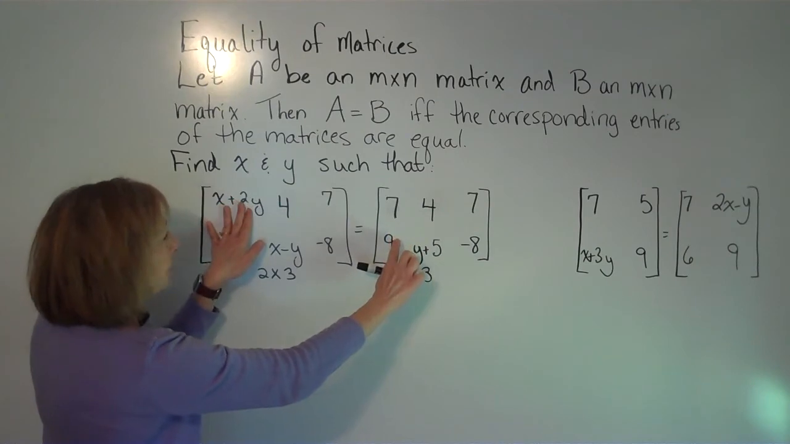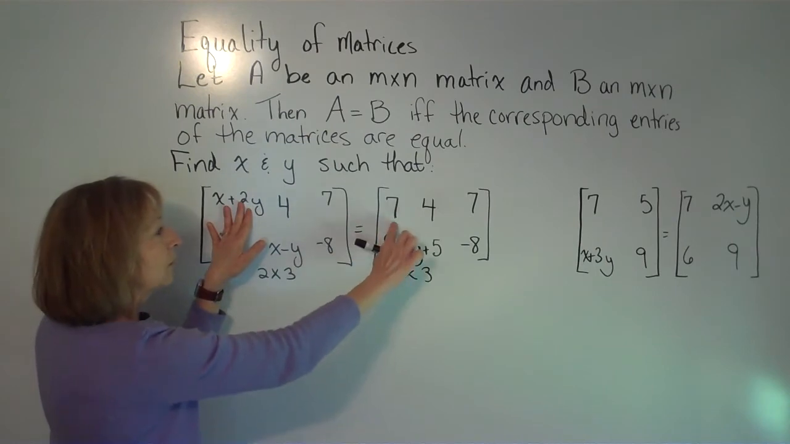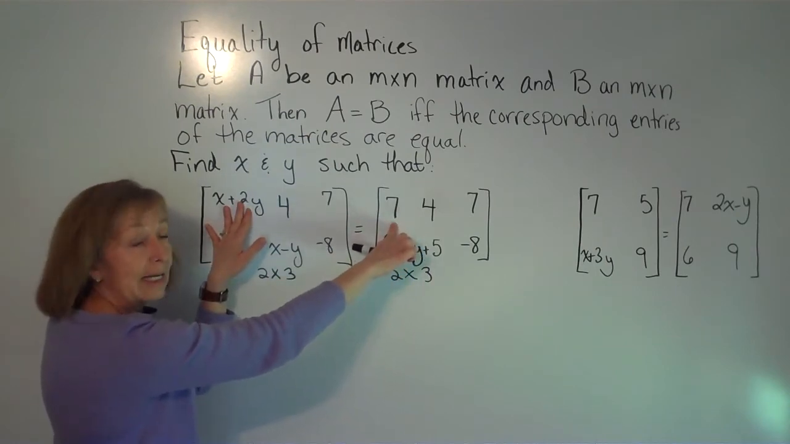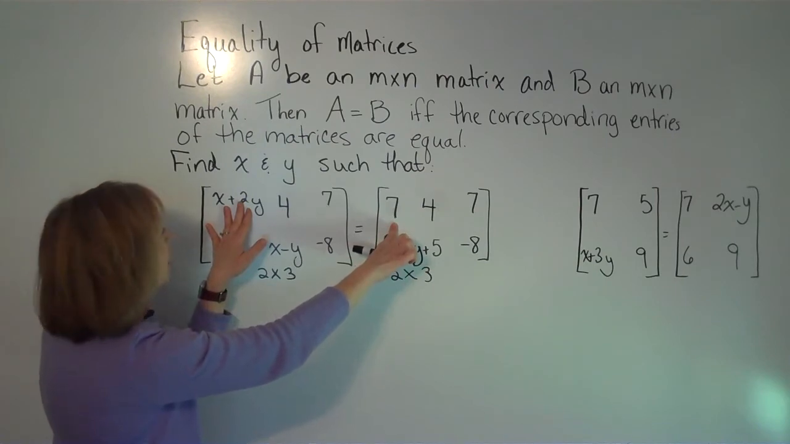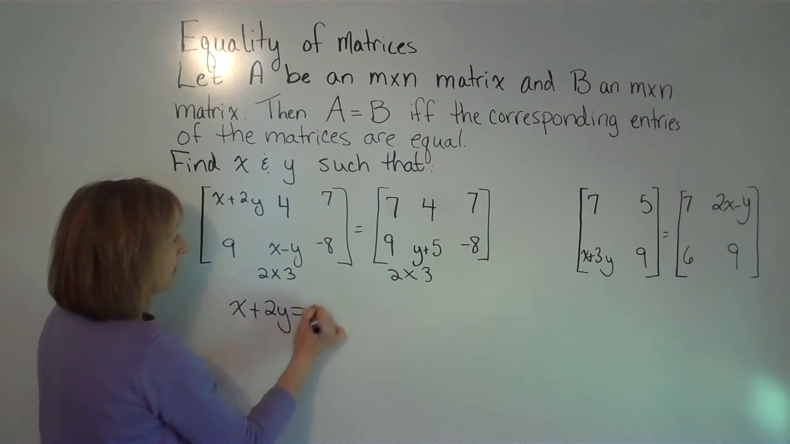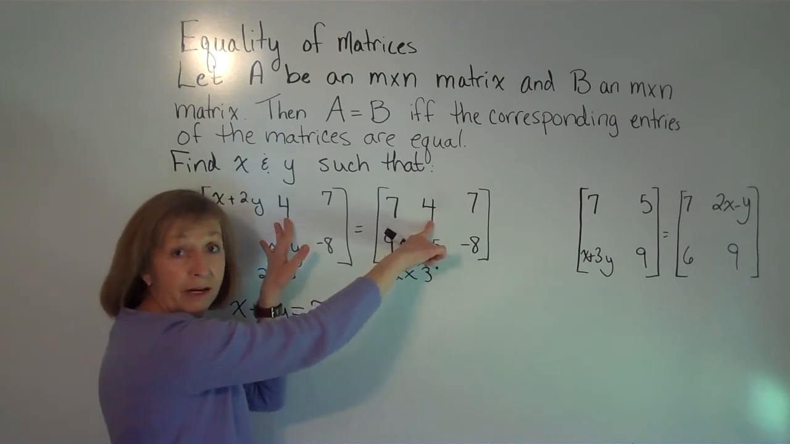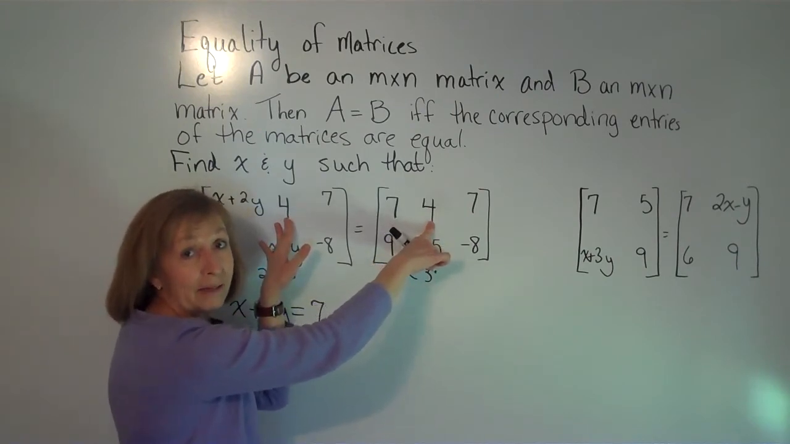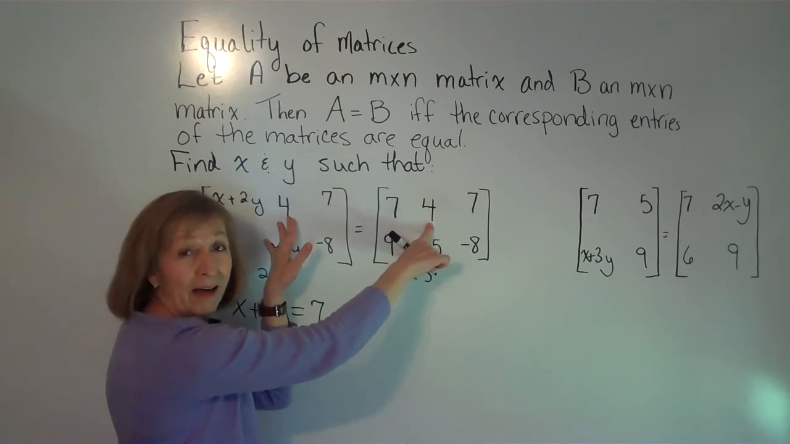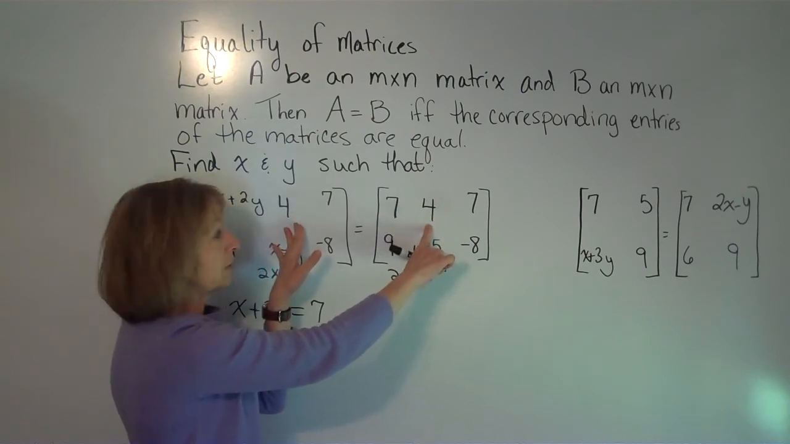So the expression sitting in the first row, first column of the left matrix has to equal the first row, first column in the matrix on the right side of the equal sign. So this x plus 2y has to equal 7. And then first row, second columns have to match. If there's no variable there, just numbers, they have to be the same number. If this would have been a 4 and that would have been a 5, there would have been nothing you could have done with the x's and y's that would have made those two matrices equal. So then there are no x's and y's that could make it true. But here, they're both 4s, so that's good.